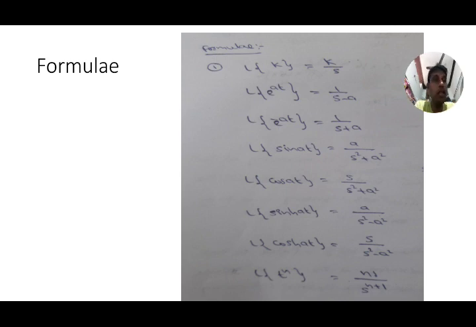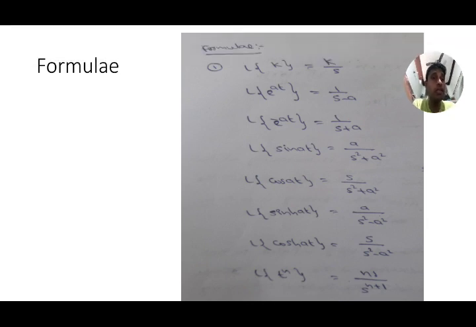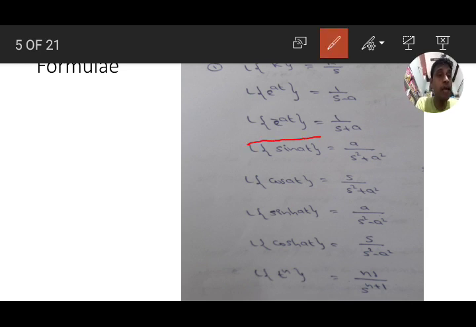Now the Laplace transform formulas. We have to remember these formulas. L of k equals k by s, which we already derived. And the Laplace transform of e to the power of at is 1 by s minus a, and L of e to the power of minus at is 1 by s plus a, and L of sin at equals a by s square plus a square. L of cos at is s by s square plus a square.